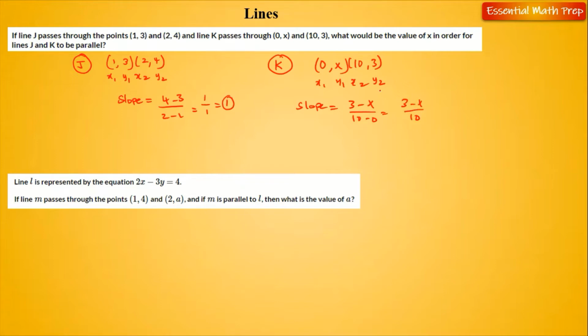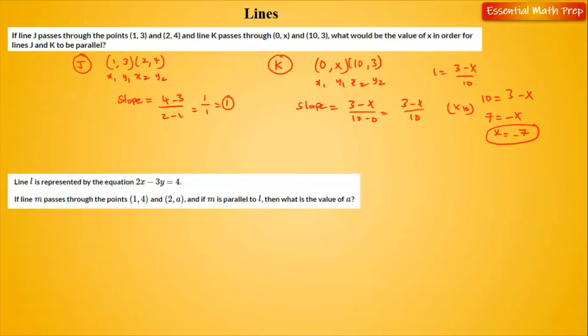Now, what did we say is the condition when two lines are parallel? That means the slopes are equal. So the slope of J equals the slope of K. That means 1 equals 3 minus x over 10. If you multiply by 10 on both sides, we get 10 equals 3 minus x, which means 7 equals negative x, so x equals negative 7, right? So the answer for x is negative 7. Does that make sense?